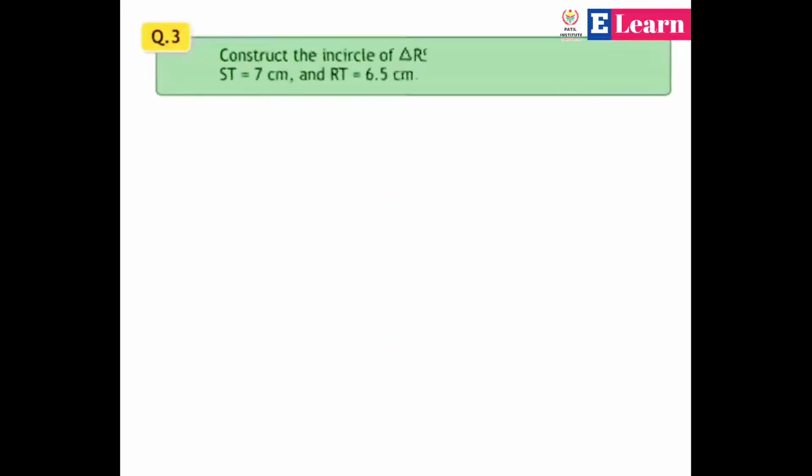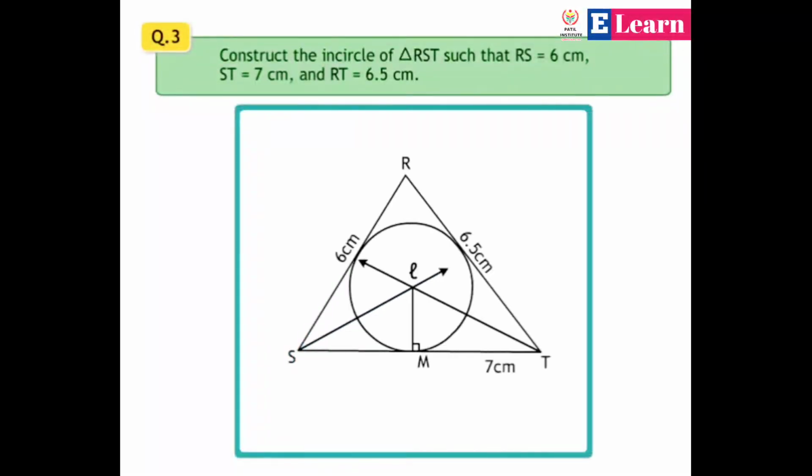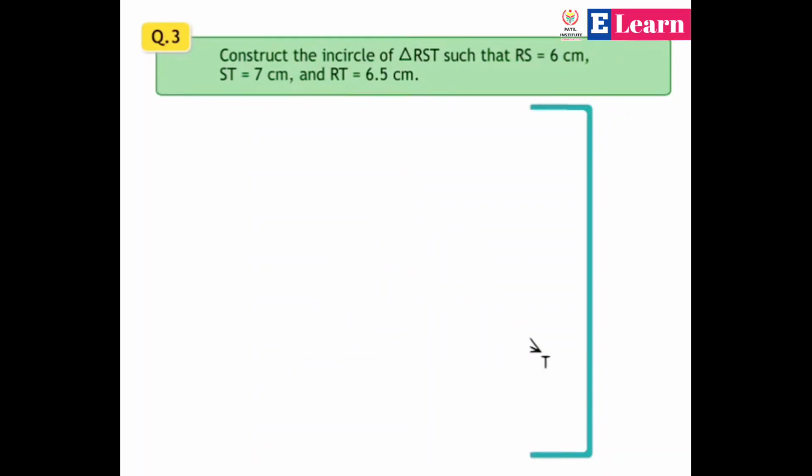Question 3. Construct the incircle of triangle RST such that RS is equal to 6 centimeters, ST is equal to 7 centimeters, and RT is equal to 6.5 centimeters.